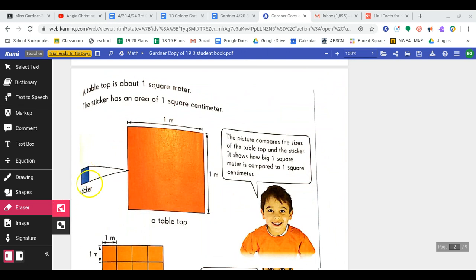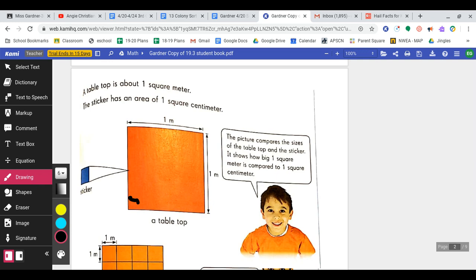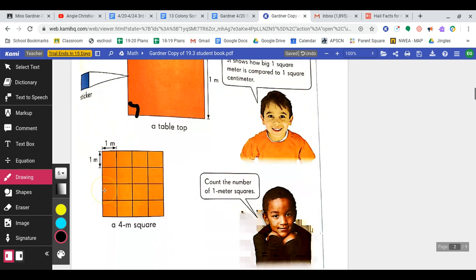This picture shows just how much larger it would be. This sticker we're saying is 1 square centimeter. It would fit just in a small corner of this tabletop. Now, this tabletop is 1 meter in length and 1 meter in width. It is 100 times as large as the square centimeter of the sticker.